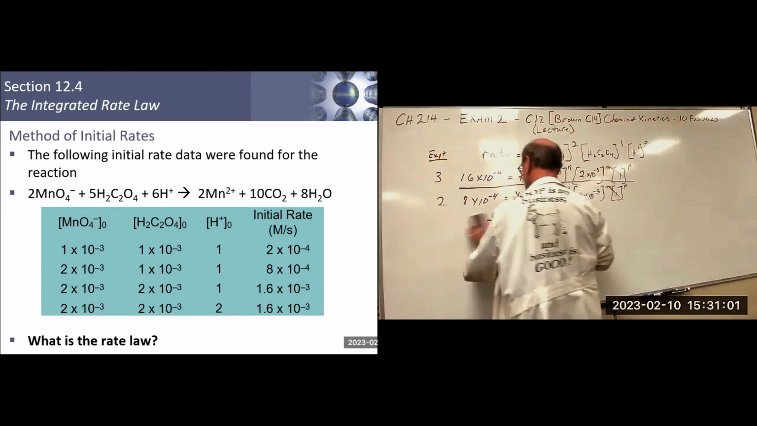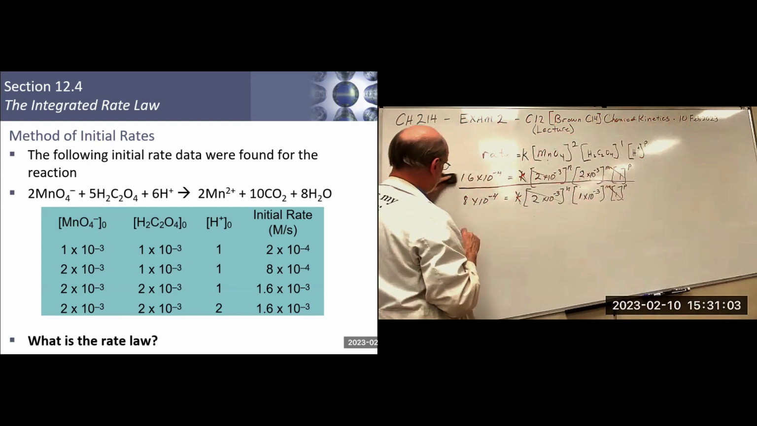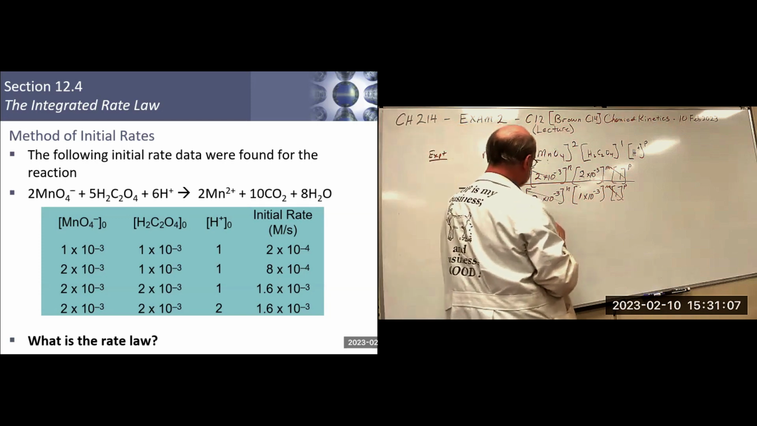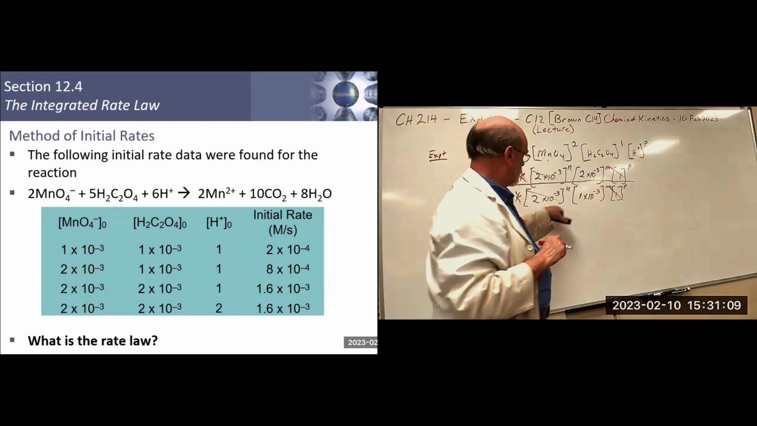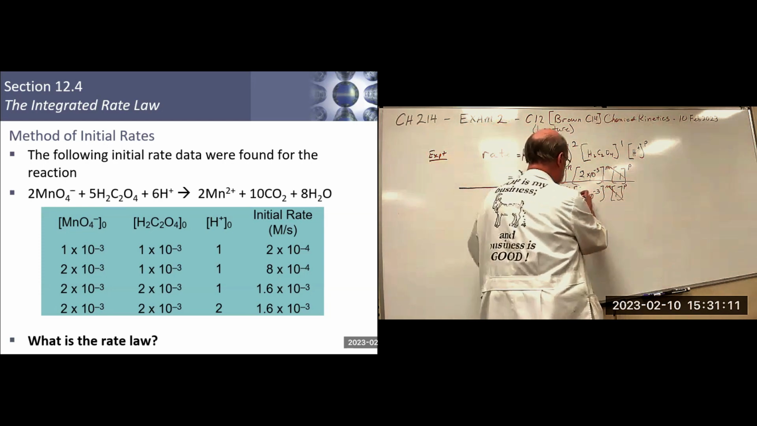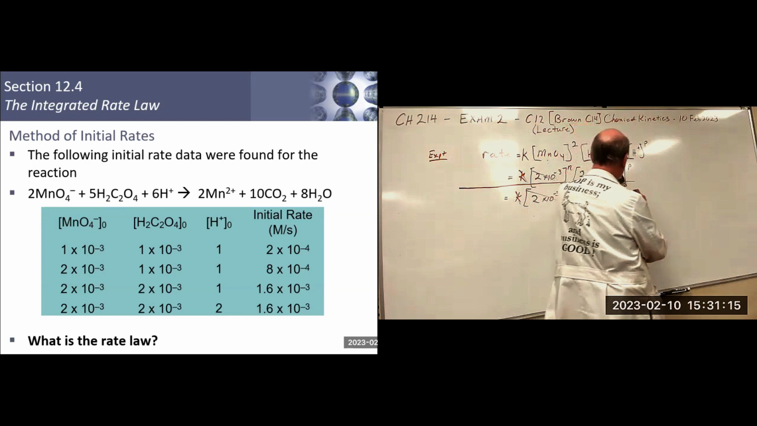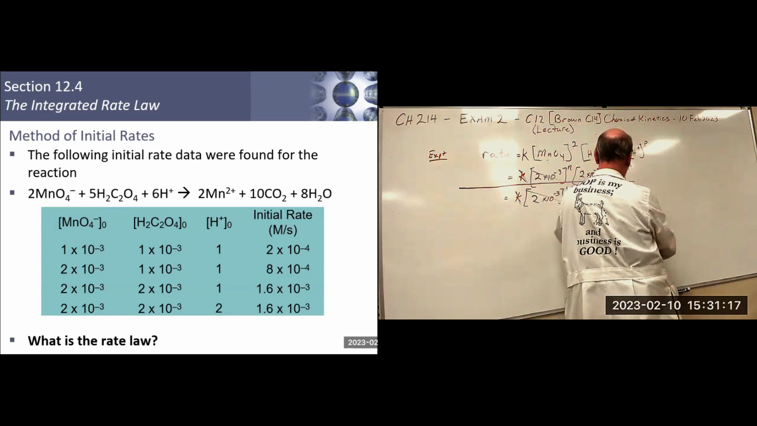And now all we have to do is the last one. All right. So let's see. This is going to stay the same. This one's going to be a 2. And this one's going to be 2 on top and 1 on the bottom.